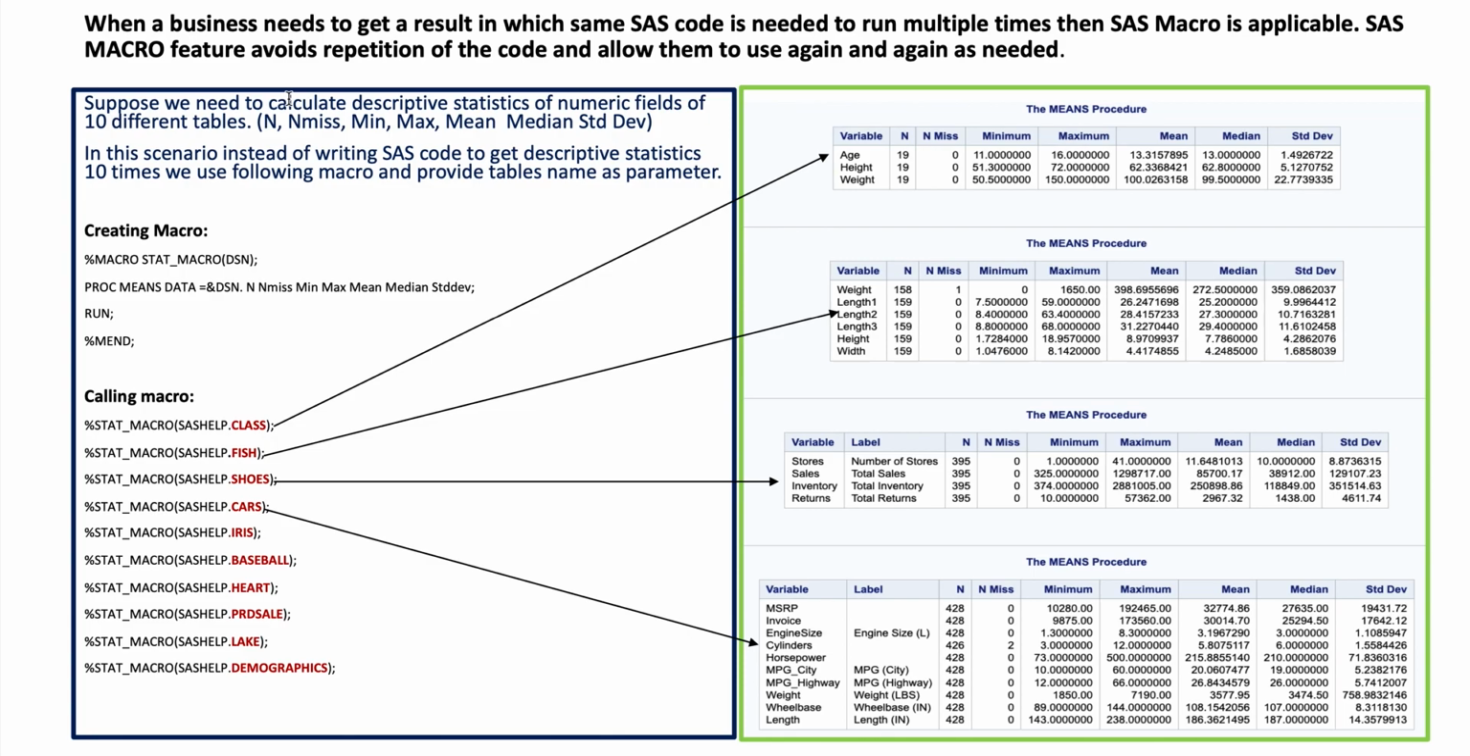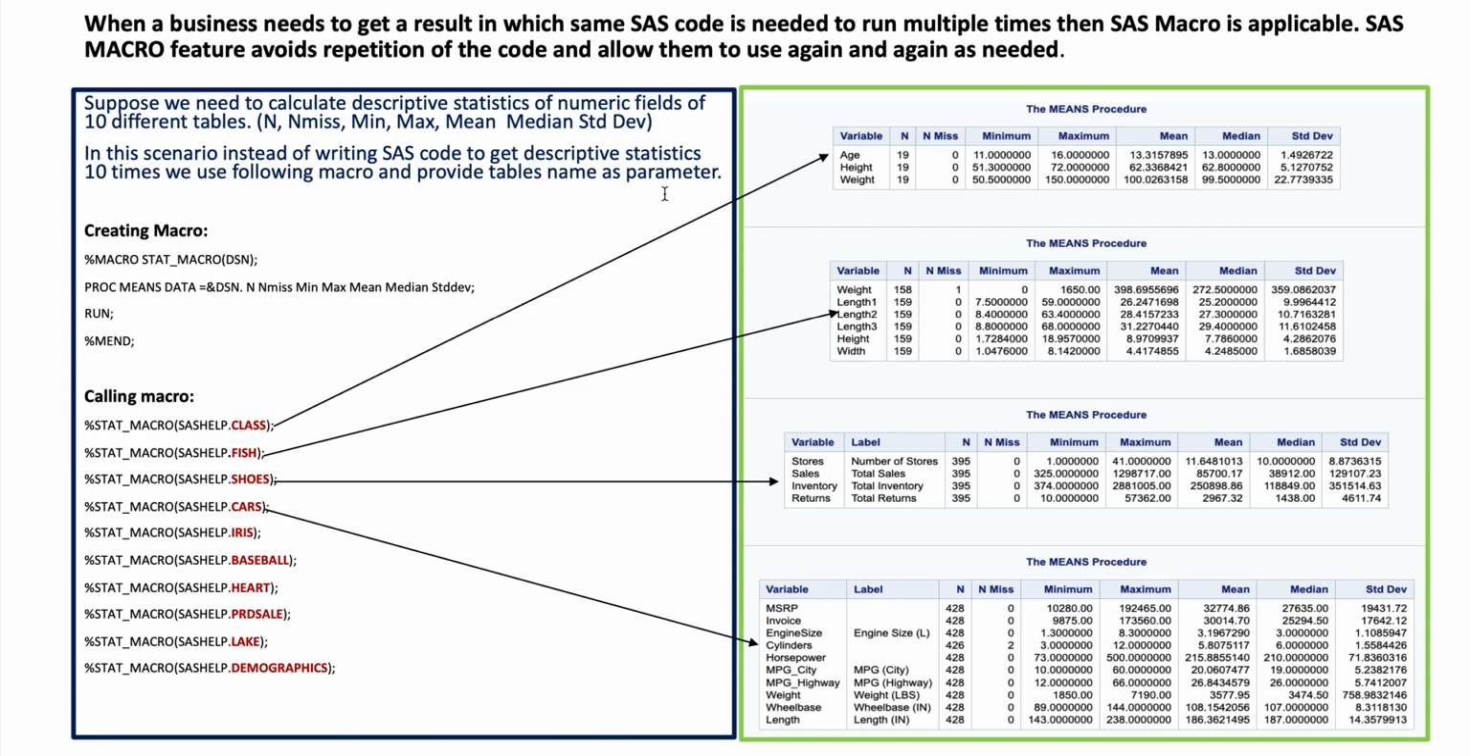Suppose we need to calculate descriptive statistics of numeric field of 10 different tables. Suppose we are going to calculate number of record, number of missing record, minimum value, maximum value, mean value, median value, and standard deviation. In this scenario, instead of writing the SAS code to get descriptive statistics 10 times, we use following macro and provide the table's name as parameter.